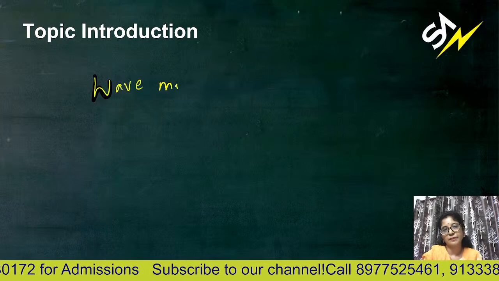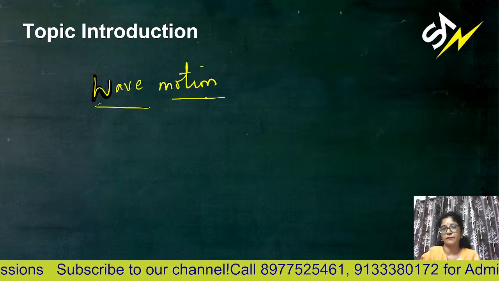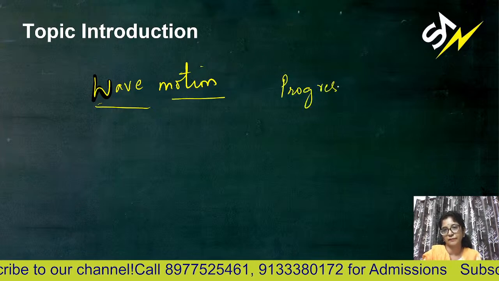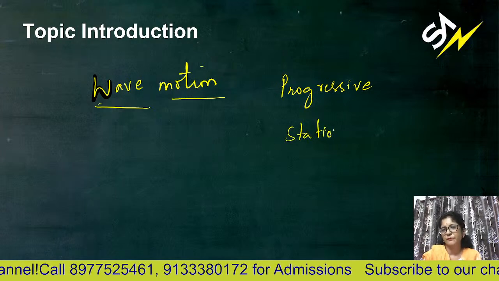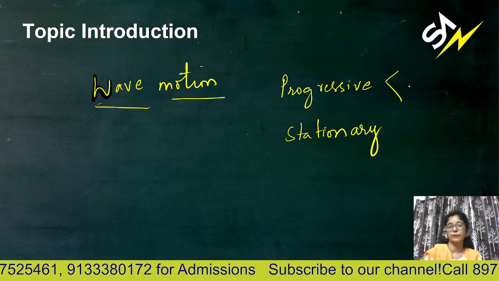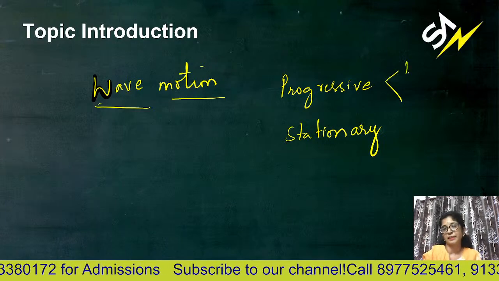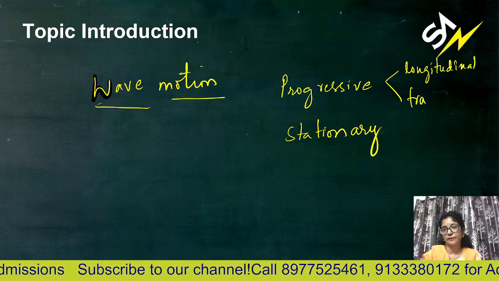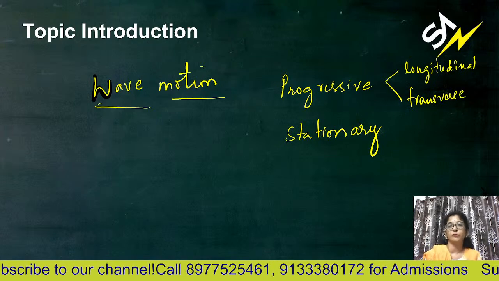Wave motion or waves, how many types of waves or wave motions have we learned? Initially we have progressive and stationary waves, isn't it, right? These are the two types of waves. Progressive waves we call them because they progress, they move forward. These are of two types again: one is longitudinal wave and the other one is transverse waves. Stationary waves are those waves which will not move, they are stationary.